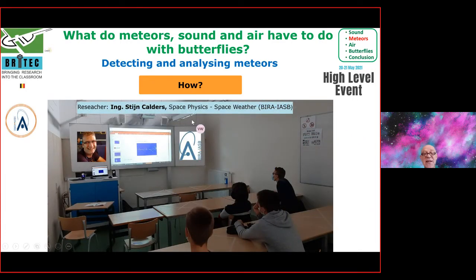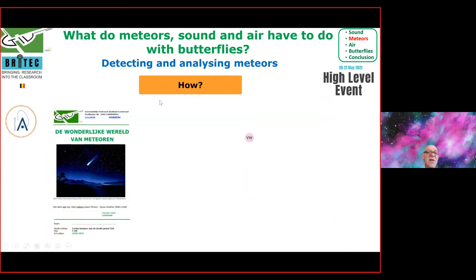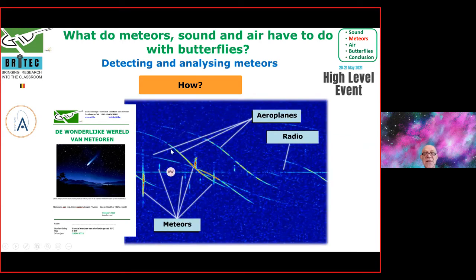The researcher explained everything about meteors and comets to our students. And then I developed some exercises, and the students then counted the meteors on a website and they had to draw red rectangles around the meteors.